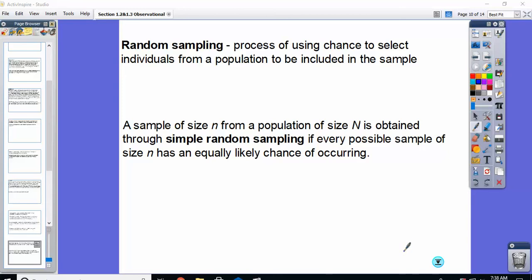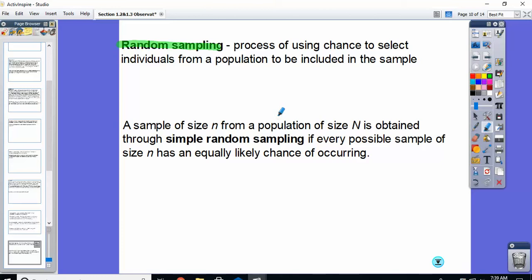Okay, we're picking up today with sections 3 and 4. Where we left off yesterday, we're ready to talk about random sampling. In random sampling, it's basically how you choose the people to be in your experiment. And in random sampling, you just use chance to select the people to be included.